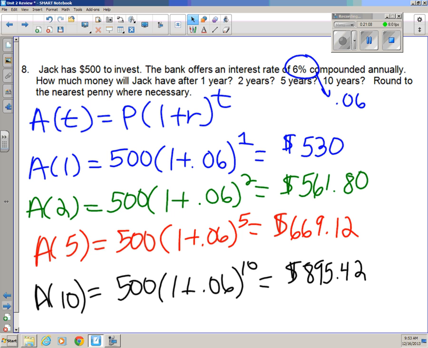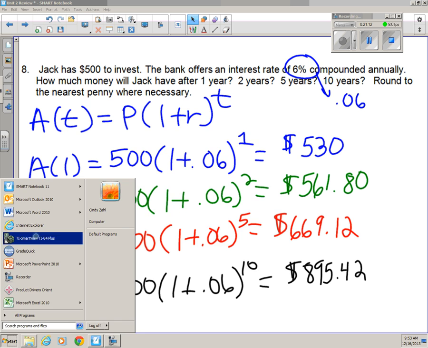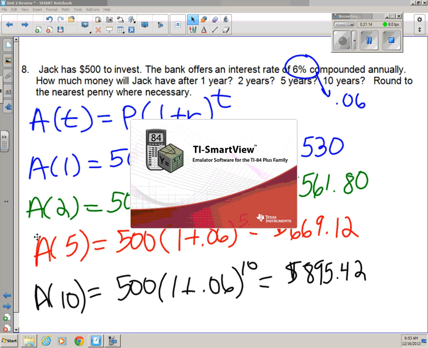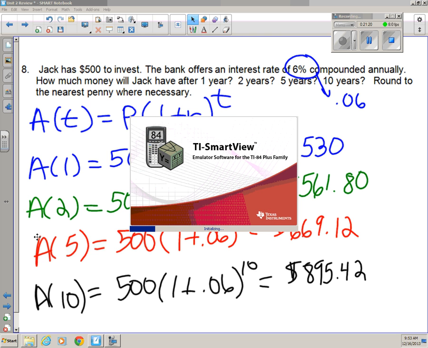You can do all this on your calculator. I feel like we showed this to you, but I'm not really sure. So let me just show you something. If you know the general formula, you don't have to keep plugging it in every single time. You can just plug it right into your calculator. So let me show you how this would work.